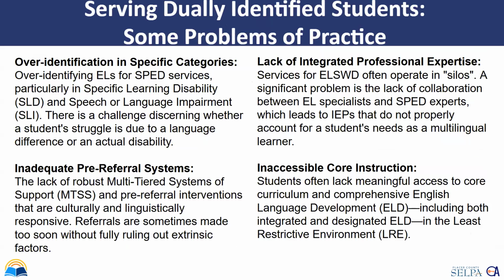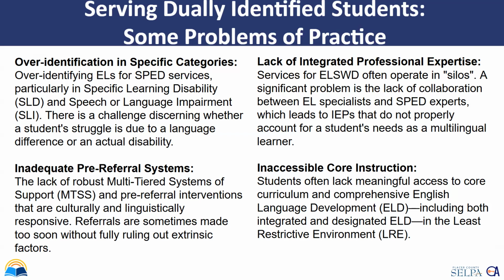But some of them we'll be covering as we look at some of those problems of practice on the next slide. So we know that when we are serving dually identified students, there are some problems of practice that continuously pop up. And a lot of these are tied to exactly what Lori mentioned earlier on. So if we were to just call out some 4 broad categories, it's typically around over-identification in specific categories. So over-identifying English learner students for special education services, particularly in categories like specific learning disability or speech or language impairment. And usually this happens because there are some challenges in discerning whether a student's struggle is due to a language difference or a potential disability.